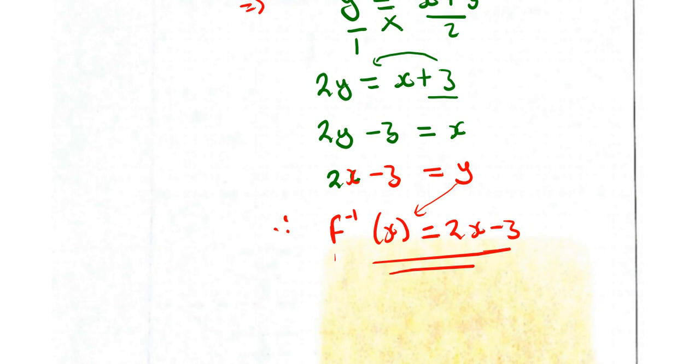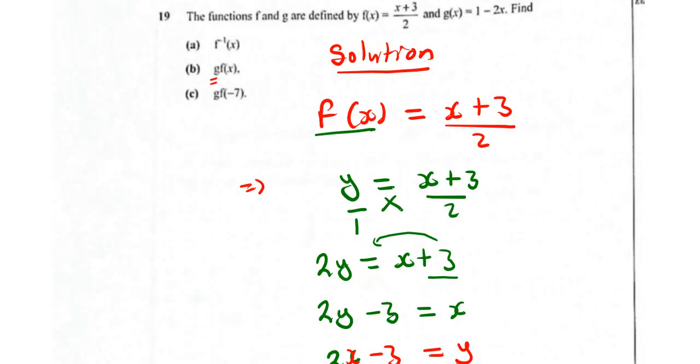Then the next question is asking us to find gf of x. When they say gf of x, it's very important to know the functions you're dealing with. You're dealing with the function g. Let's write the function of g, that is the first letter that you see. Write it down first: g of x equals 1 minus 2x.